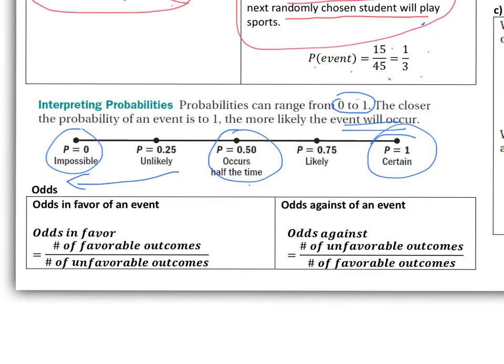Okay, the next vocabulary term I would like to introduce is odds. So there are two types. There's odds in favor of an event and odds against an event. To find the odds in favor of an event, you will set it equal to the number of favorable outcomes over the number of unfavorable outcomes. And to find the odds against an event, you will set that equal to the number of unfavorable outcomes over the number of favorable outcomes. Basically, they're switched. So let's take a look at an example.